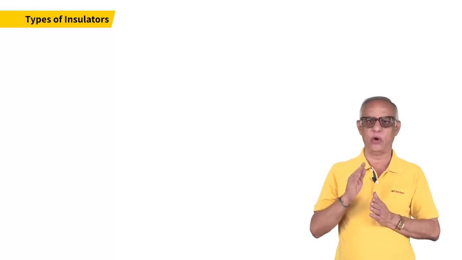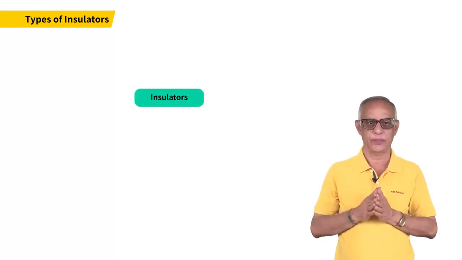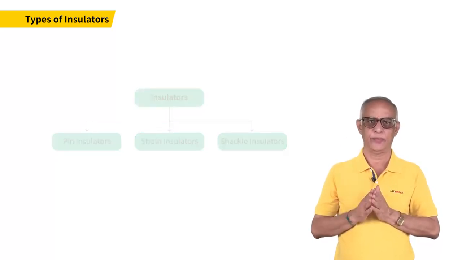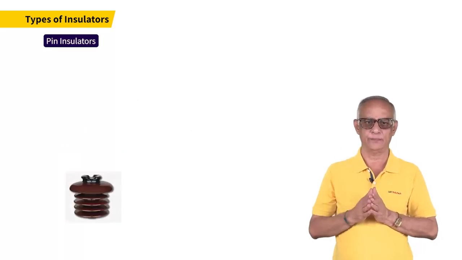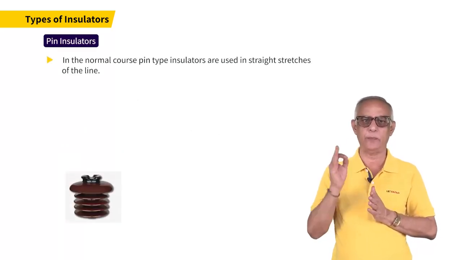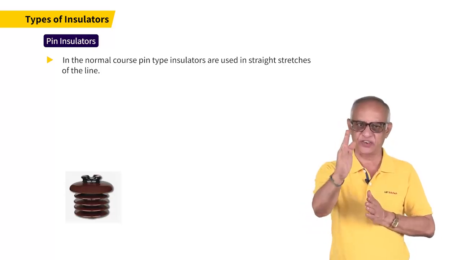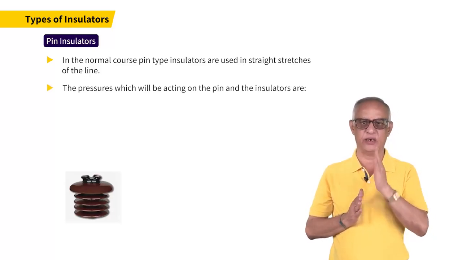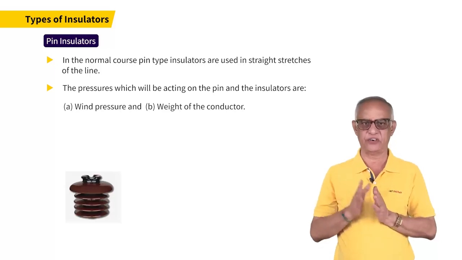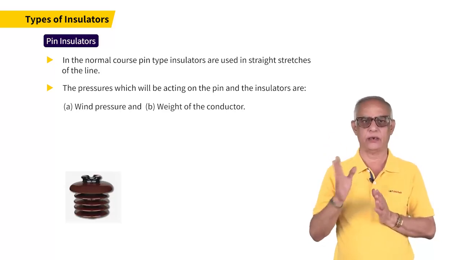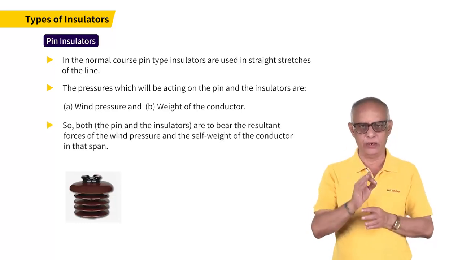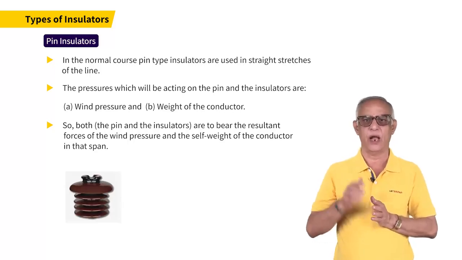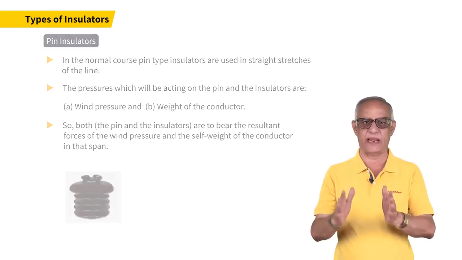Let us learn about the following different types of insulators: pin insulators, strain insulators, and shackle insulators. Let us begin with pin insulators. In the normal course, pin type insulators are used in straight stretches of the line. The pressures acting on the pin and the insulators are A, wind pressure, and B, weight of the conductor. So, both the pin and the insulators have to bear the resultant forces of the wind pressure and the self weight of the conductor in that span.